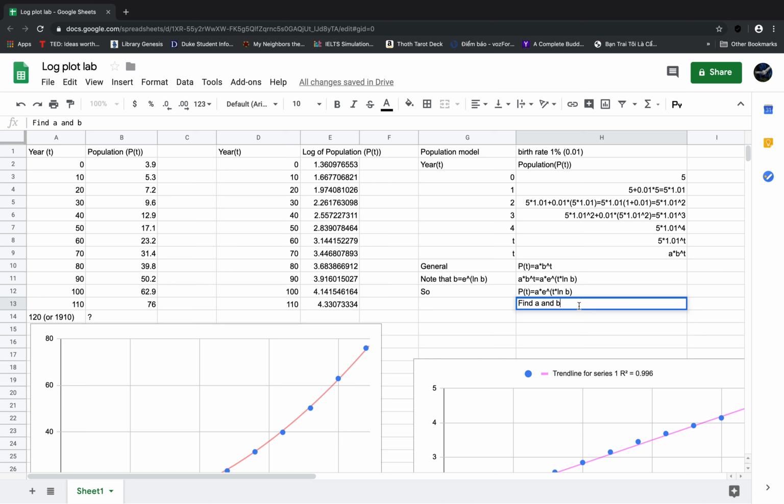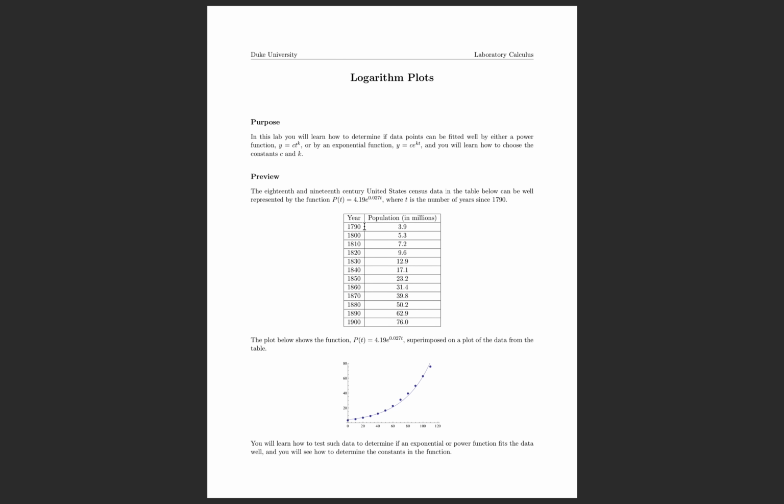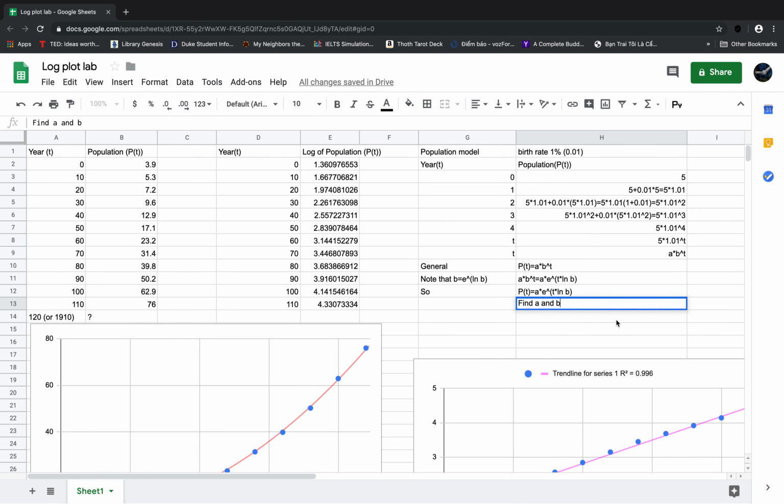So once we know a and b, we will know what our function P(t) is, right? Then we can plug in and find P(t). In this case, it's P(120), which is 120 years after 1790. So after 120 years, which is 1910, that's what the population would be, right? So again, we have to find a and b, and how do we do that?